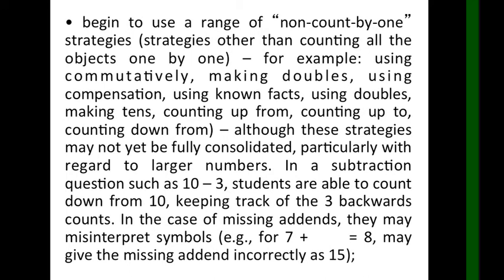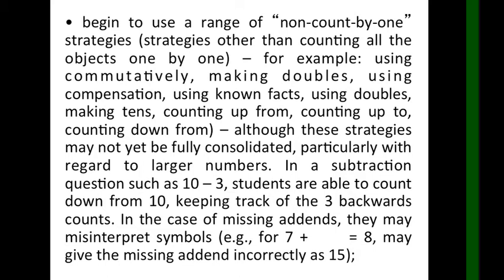Begin to use a range of non-count-by-one strategies. Strategies other than counting all the objects one by one. For example, using commutativity, making doubles, using compensation, using known facts, using doubles, making tens, counting up from, counting up to, counting down from. Although these strategies may not yet be fully consolidated, particularly with regard to larger numbers.